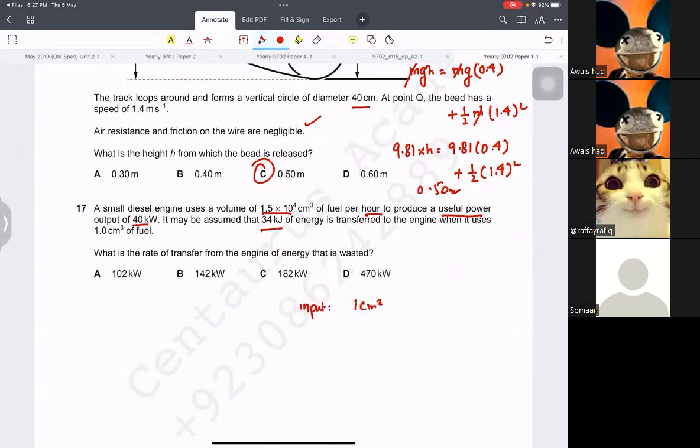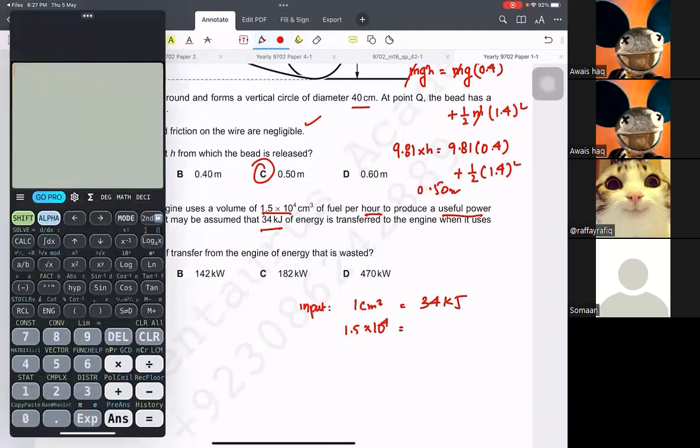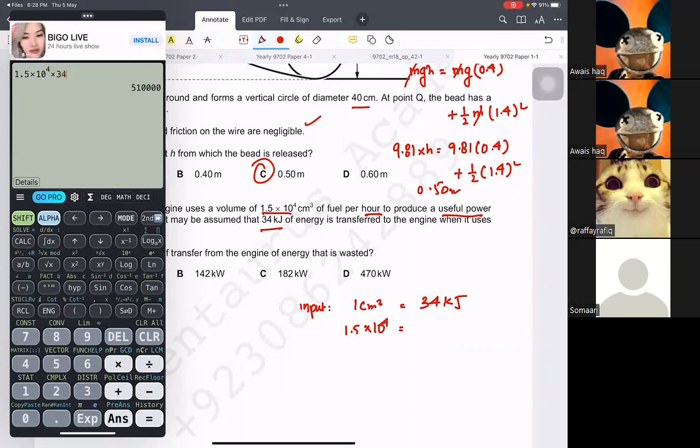So 1 cubic centimeter gives 34 kilojoules. So 1.5 times 10 raised to 4 would give how much? You cross multiply. So 1.5 times 10 raised to power 4 times 34 would give us 510,000 kilojoules. What do you do then? You've got to divide it by an hour to find power. In an hour, there's 60 minutes and 60 seconds. So that is about 142 kilowatts.